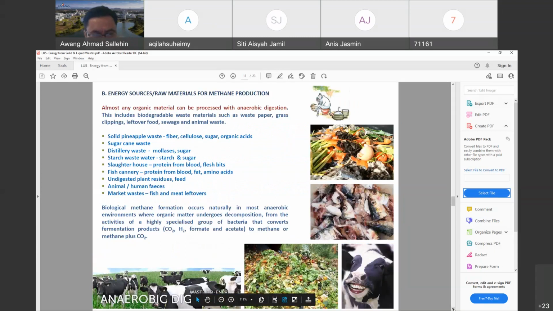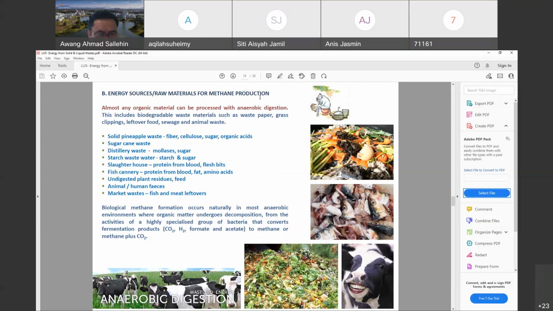Okay, so what are the sources? The sources for this anaerobic digestion will be anything that is organic. This can be used and processed to undergo anaerobic digestion. All those kitchen waste, household waste, organic waste, green waste, all these can be used as organic materials and processed through anaerobic digestion. So this includes biodegradable waste materials like waste paper, grass clippings, garden waste, leftover food, sewage, as well as animal waste.